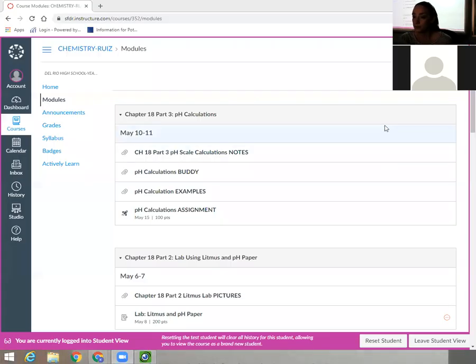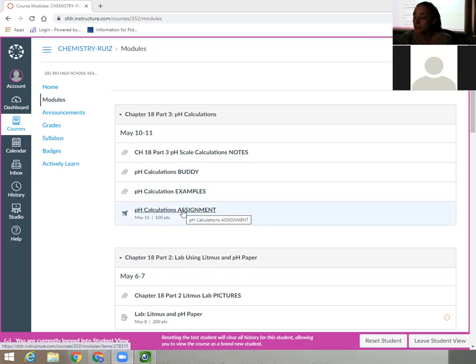All right, you guys. So under today's module, you have some PowerPoint notes that you can go over. You have the pH calculations buddy, which I'll be using to show you your example. And then you have the examples that I'm going to do with you in class, so you don't have to write them down. They're posted here on the module. And then you have your assignment, which will be like the examples that we go over.